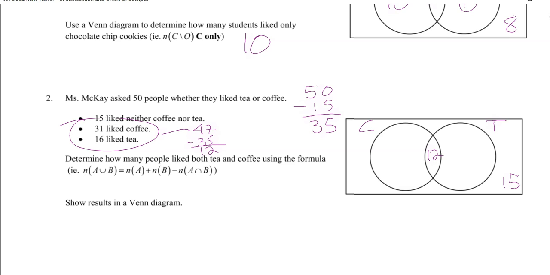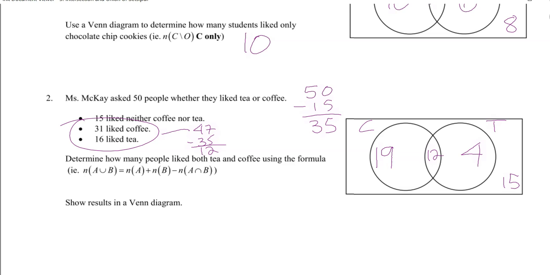So now, how many only like coffee? So 31 minus 12, right? How many only like tea? 4. Okay. How many people like both coffee and tea using the formula? It's 12. Or sorry, using the diagram it's 12.